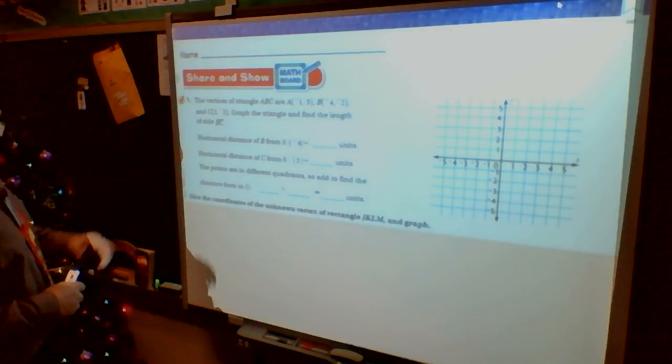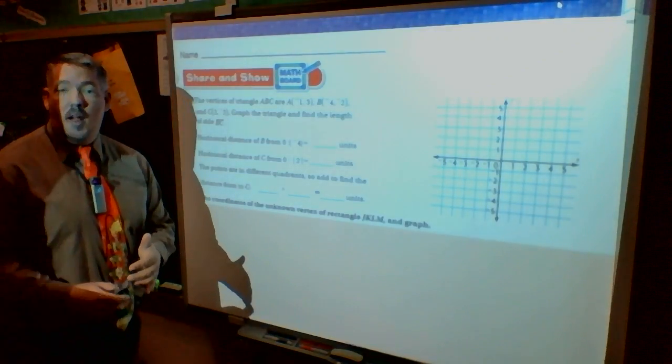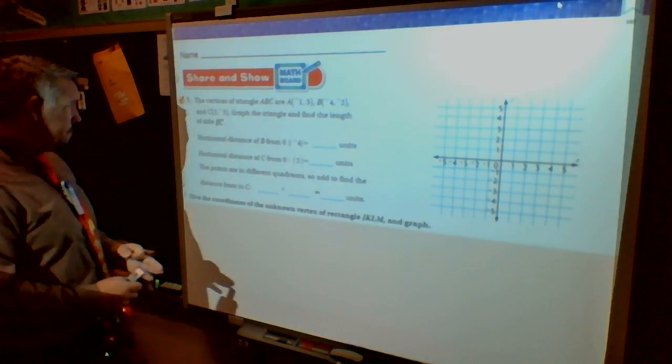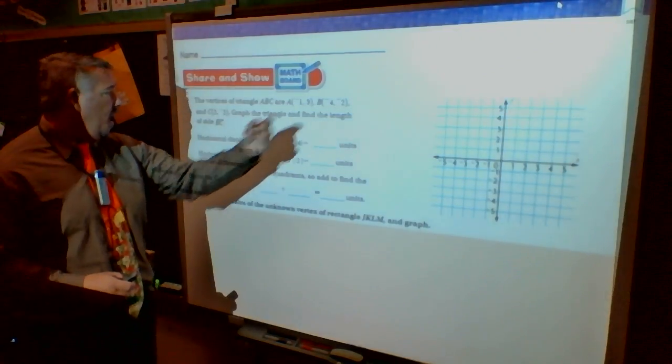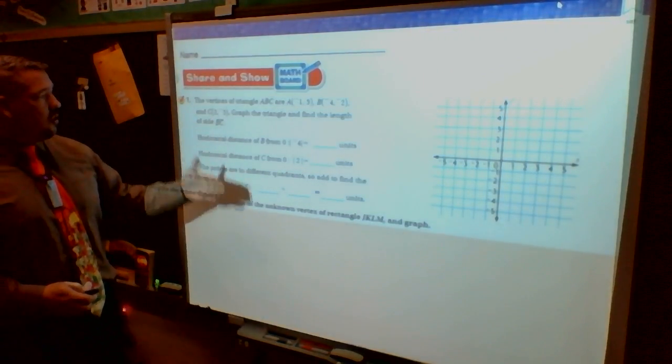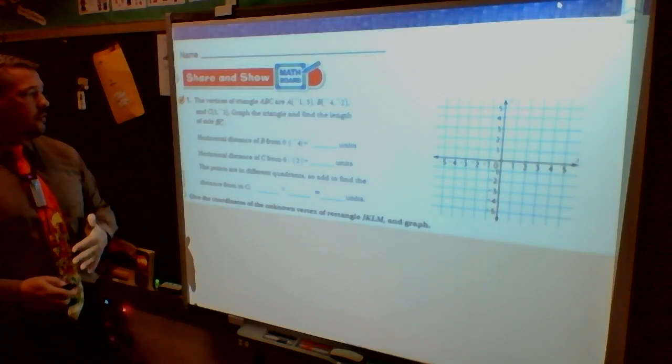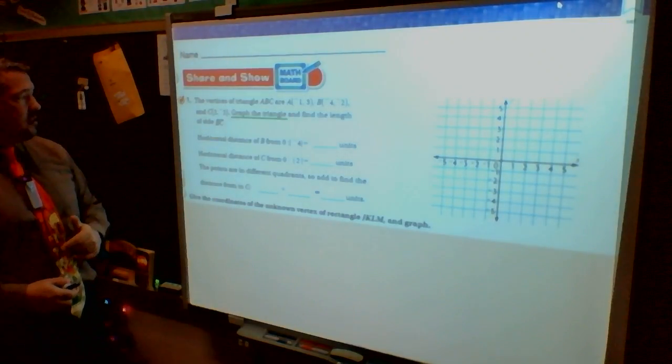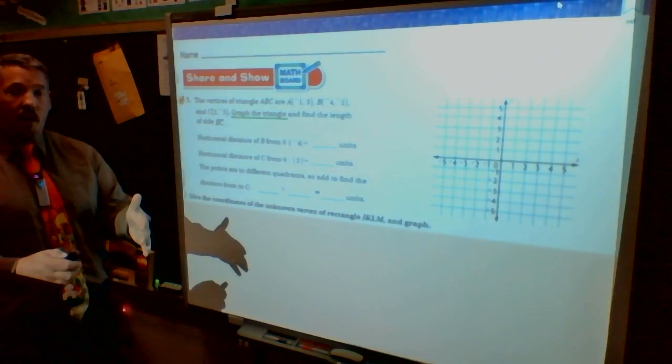Now on this one it says the vertices of a triangle. So we're going to have 3 sides on this shape. They are at these points A, B, and C. First it says to graph the triangle and find the length of the side for line segment BC. So I've got to graph the triangle first.